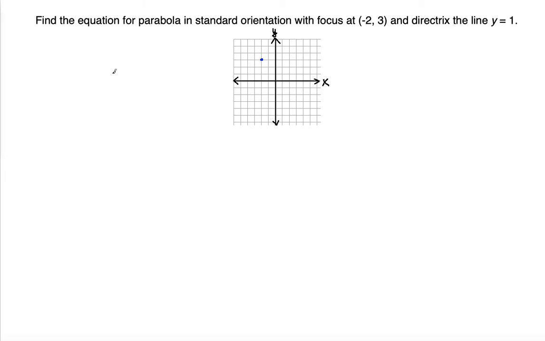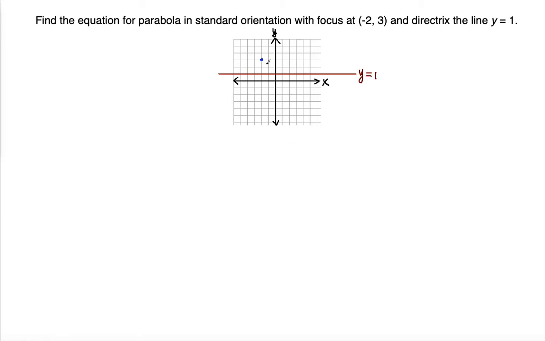And the directrix is the line y equal to 1. Y equal to 1 is 1 above the x-axis, right? And it's going to be a horizontal line parallel to the x-axis, right? So we know this is going to be the directrix line. Okay? So that's going to be y equal to 1.